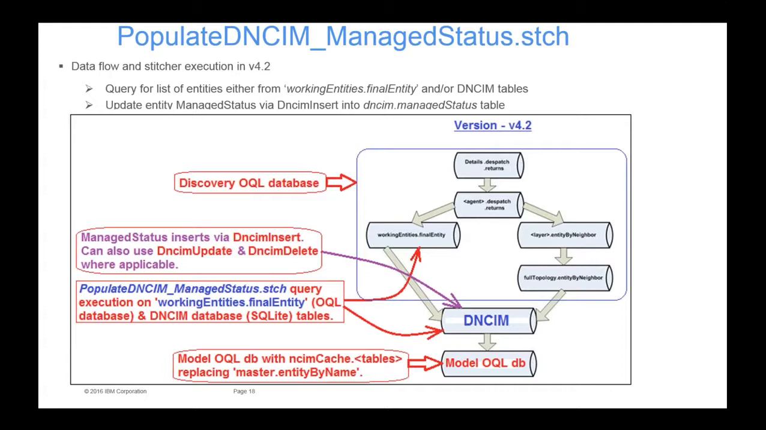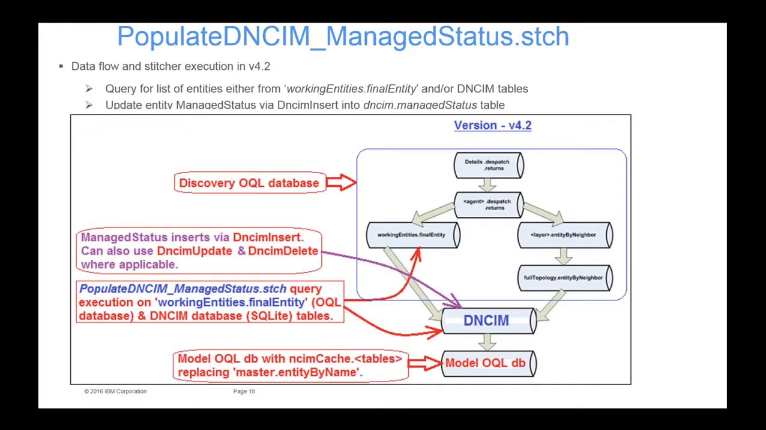What we did was we replaced the scratch topology with the DNSIM database. In 4.2 we are using SQLite, whereas in 4.1.1 the DNSIM is nothing but solid DB. So there are two separate databases. And this particular stitcher, populate DNSIM managed status, is of 4.2. It queries both sets of tables. It queries the working entities and also the DNSIM, because the DNSIM holds all the connectivity information.